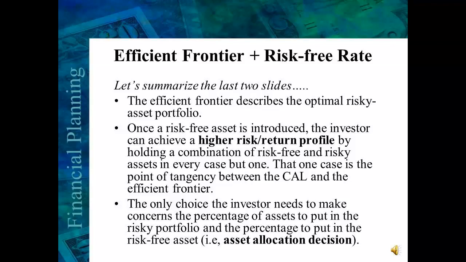When a risk-free asset is added, there is only one risky asset portfolio mix for everyone. That risky asset mix is defined by the point of tangency, i.e. the intersection of the capital asset line and the efficient frontier. The only choice the investor needs to make concerns the percentage of assets to put into the risky portfolio and the percentage to put into the risk-free asset, i.e. the asset allocation decision.